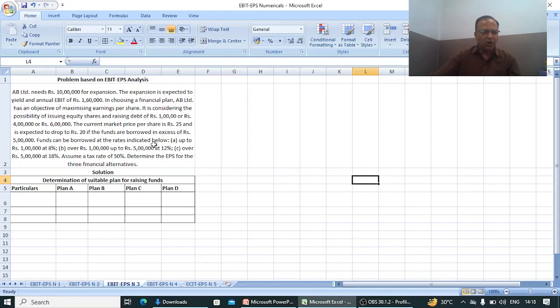Funds can be borrowed at the rates indicated below: up to rupees 1 lakh at 8%, over rupees 1 lakh up to 5 lakh at 12%, over rupees 5 lakh at 18%. Assume a tax rate of 50%. Determine the EPS for three financial alternatives. So there are three plans.